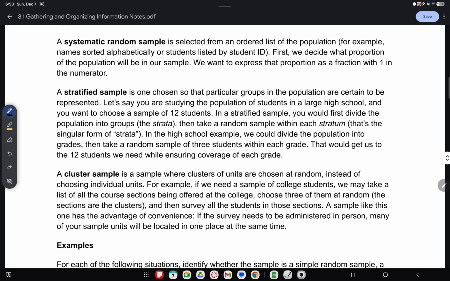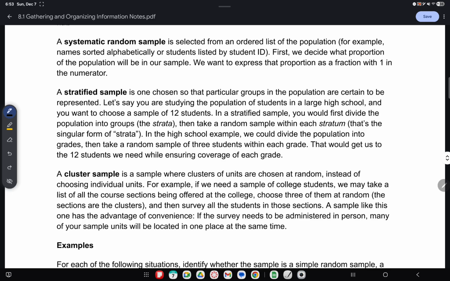And then we could pick 3 students from each grade, which would give us the 12 we need for our sample. A cluster sample is where clusters of units are chosen at random instead of individual units. So let's say we have college students, and we may take a list of all the course sections being offered at the college and choose 3 of them at random. So those sections are the clusters. And then we're going to survey all the students in those sections.